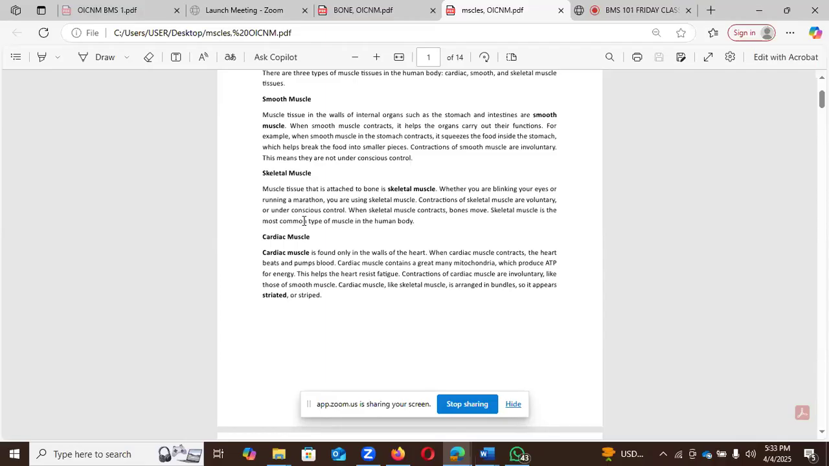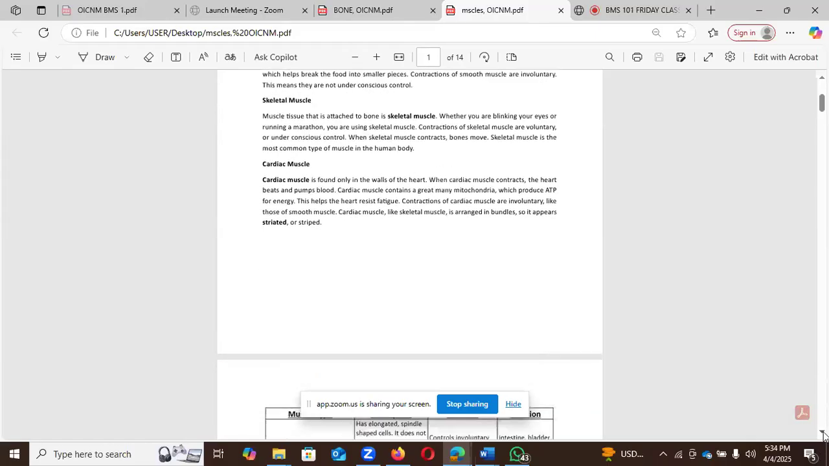The skeletal muscle is a voluntary muscle. It is under your own control and it allows your bone to move. Now, the third type of muscle is called the cardiac muscle. Cardiac muscle is only found in the heart.